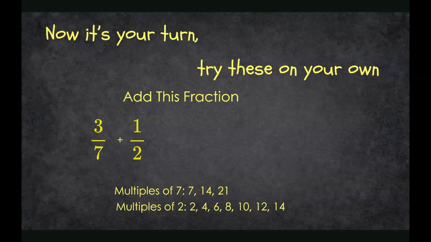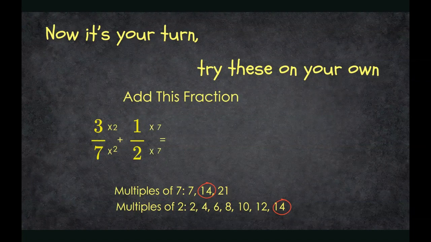Here are my multiples of 2: 2, 4, 6, 8, 10, 12, and 14. So I'm going to look for a number that is in both my 7's and 2's. And I see the smallest one is going to be 14. So that means I'm going to be converting 3/7 and 1/2 into 14ths by using multiplication. So 3/7 I will multiply by 2, and 1/2 I'm going to multiply by 7.